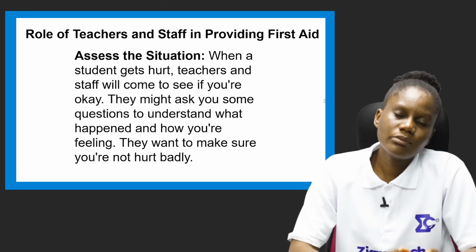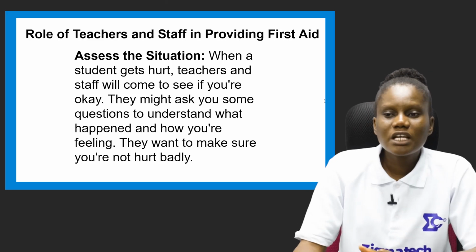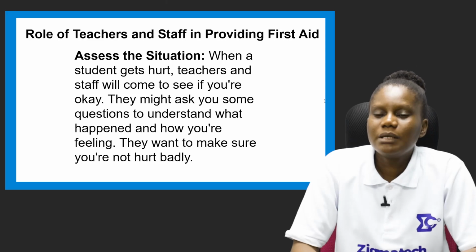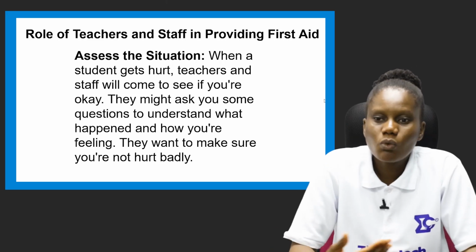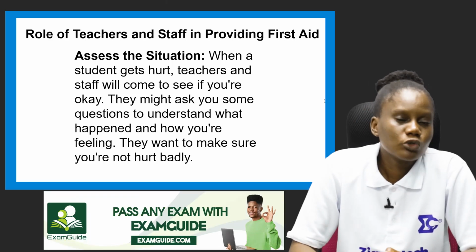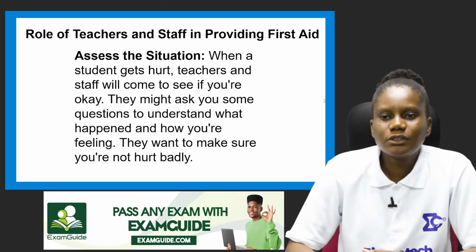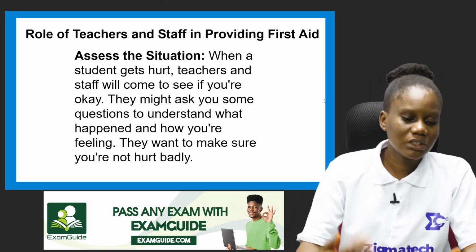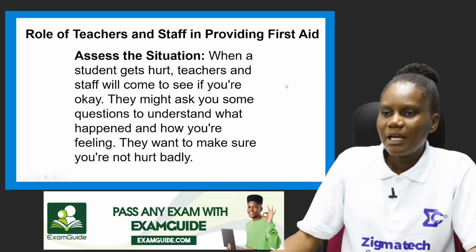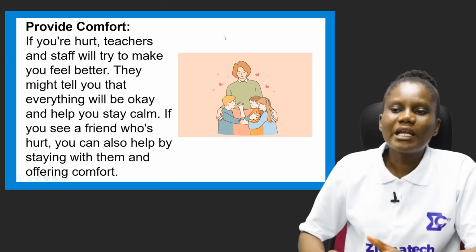Number 1, assess the situation. When a student gets hurt, teachers and staff will come to see if they are okay. They might ask some questions to understand what happened and how the person is feeling. They want to make sure the person is not hurt badly. So they have to assess the situation to know what went wrong and how they can be of help.